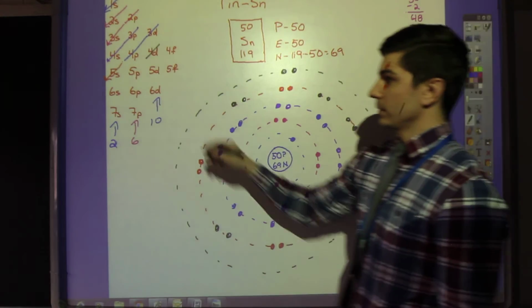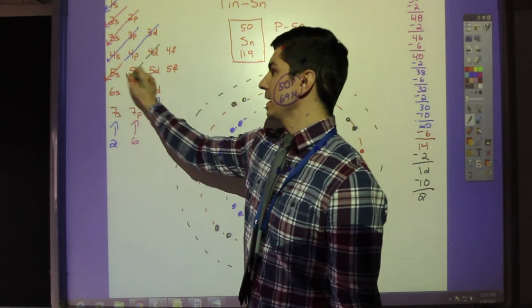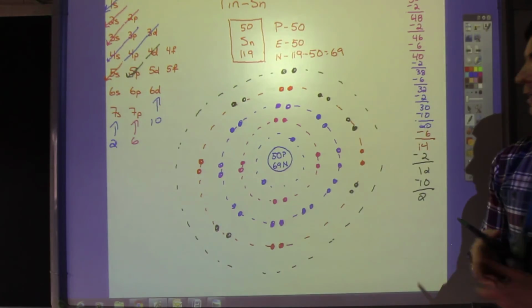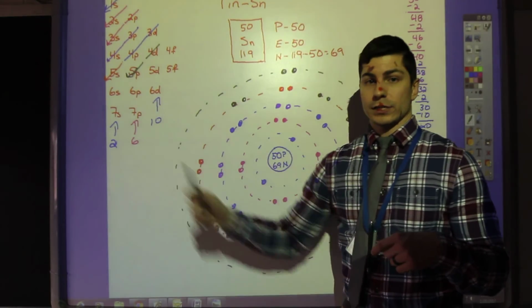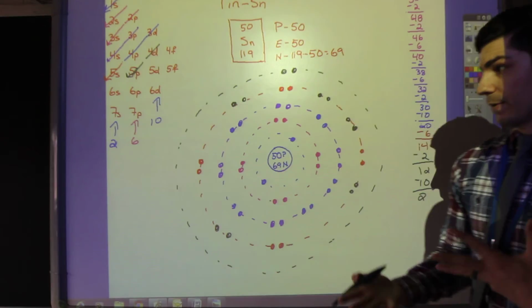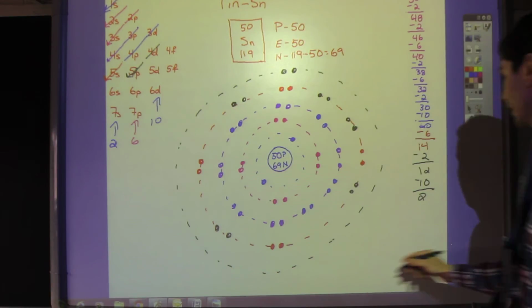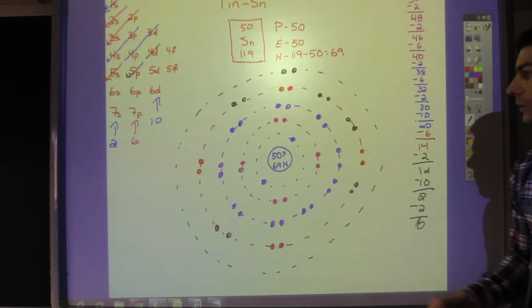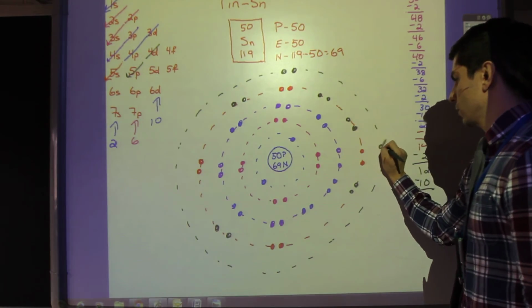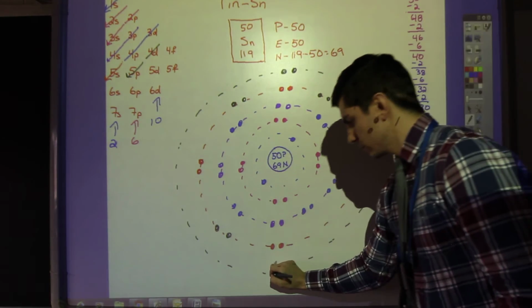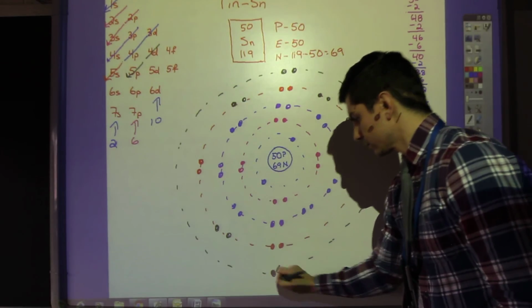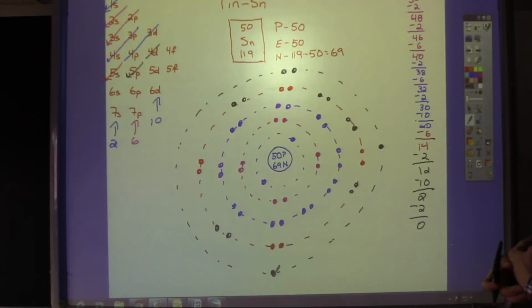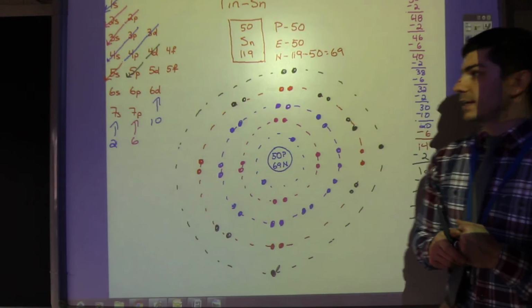So the last place I want to go to is 5p. Now with 5p, I know it's going to hold 6 like we went over in last chapter. However, I don't have 6 left to put in. I only have 2 left to put in. So we're just going to take those last 2 and put them in our 5p. And there is our finished product, our Bohr model for tin.